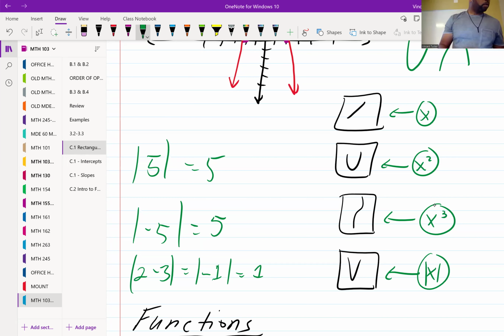So one of those things they expect you to remember coming in. I'll tell you a few things they expect you to hold on to coming into the class. So absolute value, that's what it does.